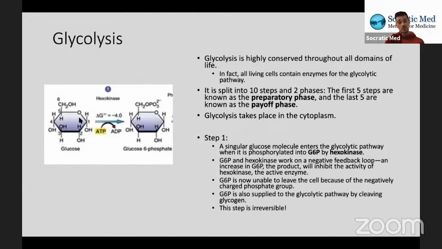So we start with a regular glucose. We use up an ATP because remember, we're in the preparatory phase, the investment phase. So we're using that ATP and it makes a G6P molecule. And the only difference is that we attach this phosphate group right up to the 6 carbon.